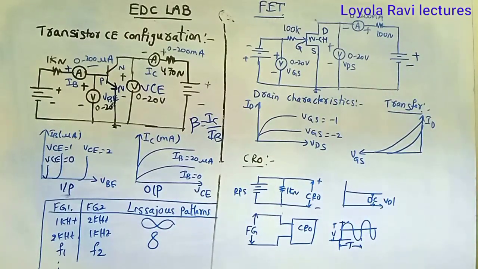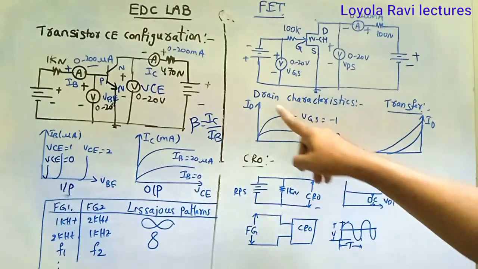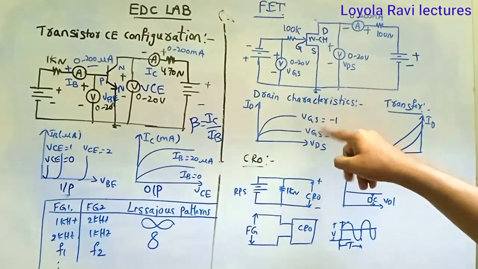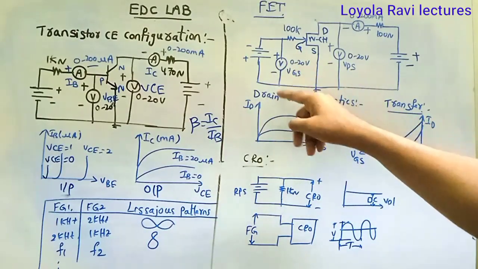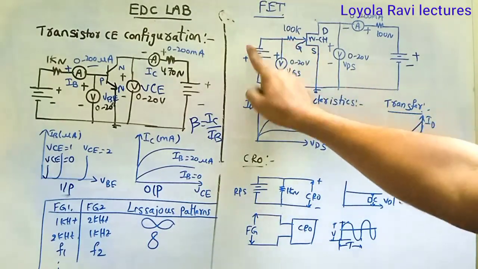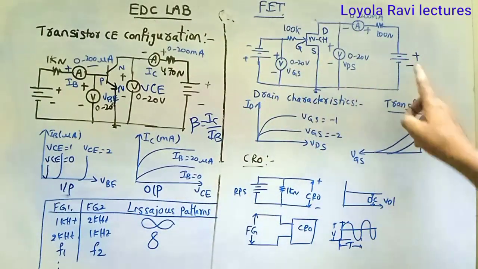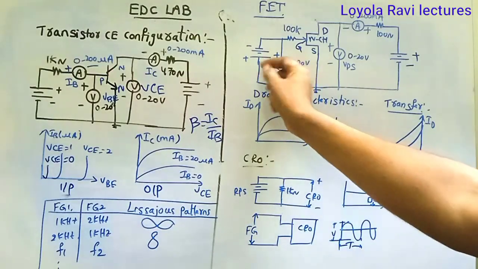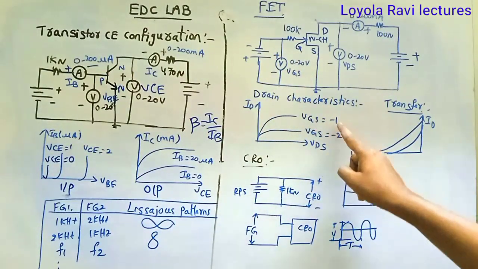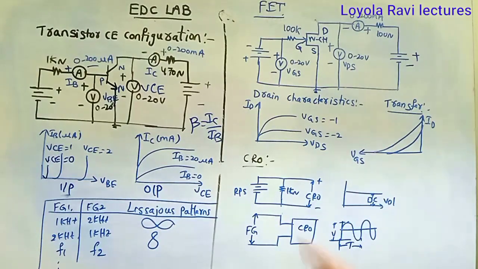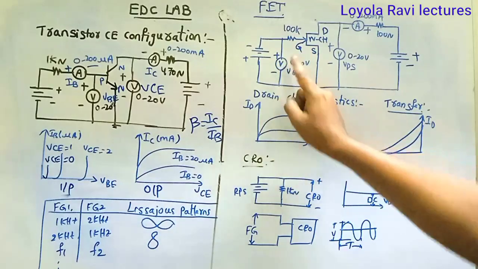Here also we have two types of characteristics. One is drain characteristics, the second is transfer characteristics. For drain characteristics, keep VGS constant. VGS is at the input side. By varying RPS channel 1, keep VGS constant. For example, let us take VGS equal to -1. By varying this, you will get -1 here.